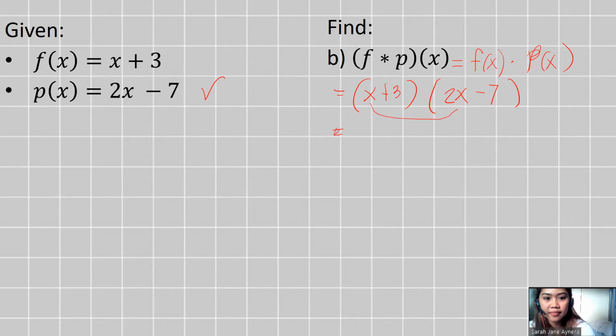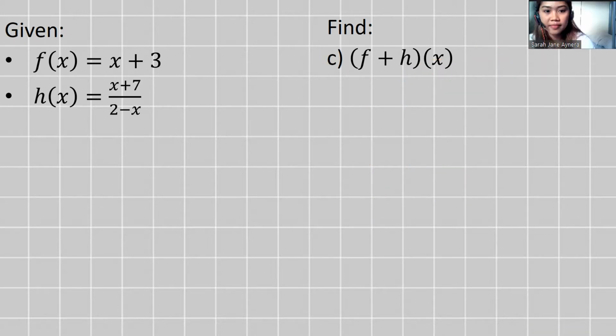X times 2x, that is 2x squared. X times negative 7, that is negative 7x. 3 times 2x, that is 6x, so plus 6x. 3 times negative 7, that is negative 21, so you will write minus 21. Then simplify, combine like terms. The like terms are negative 7x and 6x. So negative 7x plus 6x is negative x. Then copy 2x squared and minus 21. So, f times p of x is equal to 2x squared minus x minus 21.